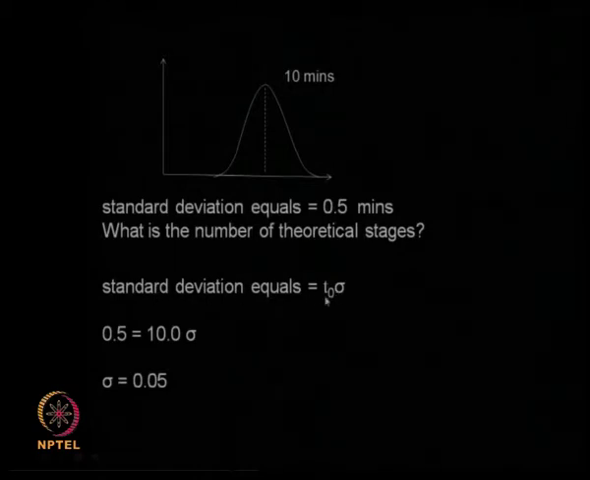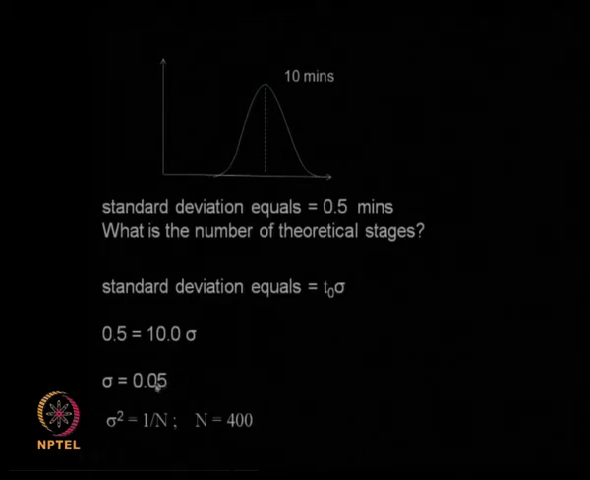Standard deviation equals T naught times sigma. Here T naught is given as 10 minutes, and the standard deviation is given as 0.5, so I can calculate sigma. Once I calculate sigma, I use another equation relating sigma and the number of stages. What is the equation? Sigma square equals 1 by n. So from sigma I take n equal to 1 by 0.05 square. So n is equal to 400. It means this particular chromatographic column has 400 stages.